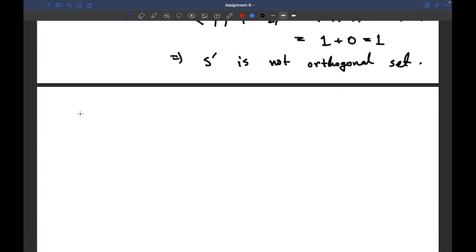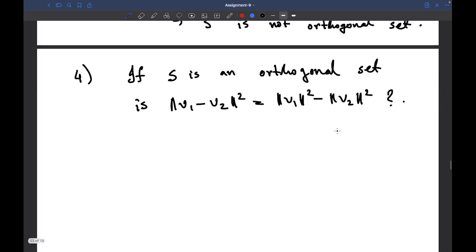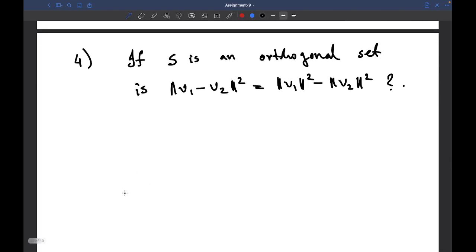So this is option number 4. If S is an orthogonal set, is norm V1 minus V2 square equals to norm V1 square minus norm V2 square? So you have to check this. So let's check this. We will show that this is not true.